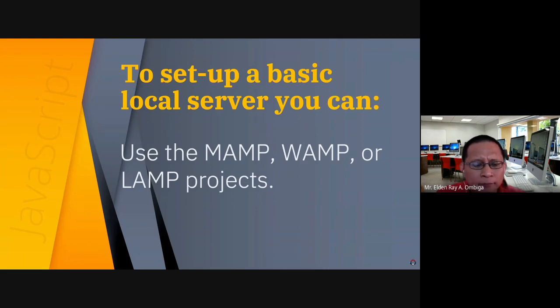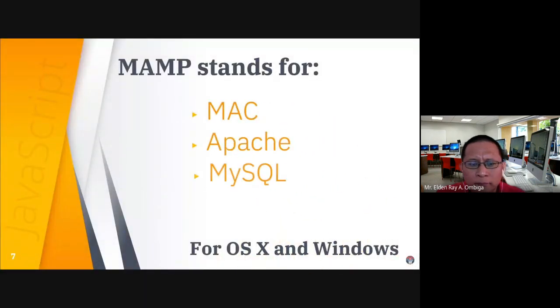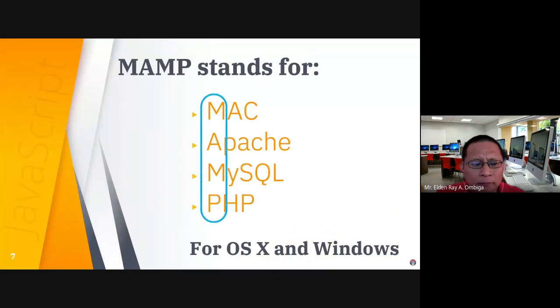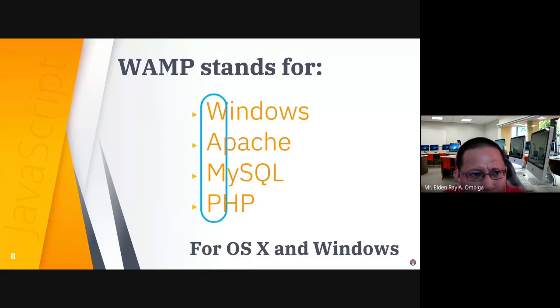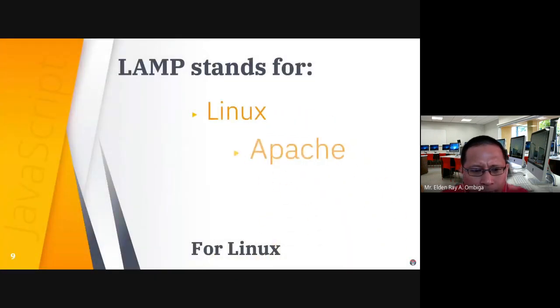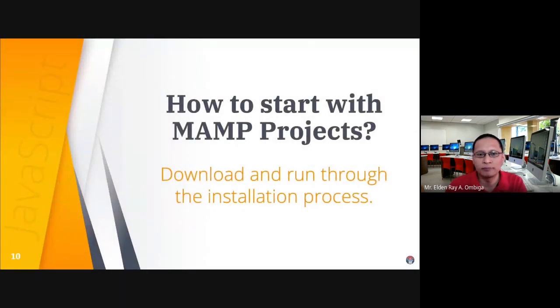So what are these? MAMP stands for Mac, Apache, MySQL, and PHP. And this can be used for both OS X and Windows. And WAMP stands for Windows, Apache, MySQL, PHP, both for OS X and Windows. And LAMP, that stands for Linux, Apache, MySQL, and PHP. So how to start with MAMP projects? First, we need to download and run through the installations.